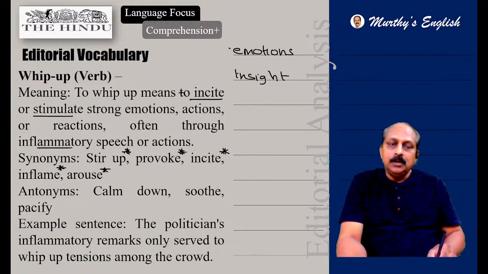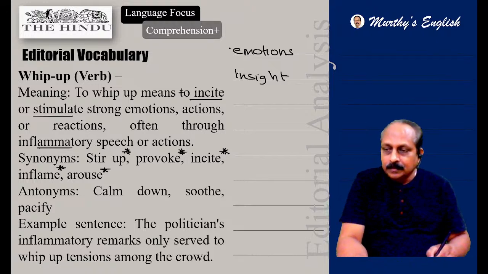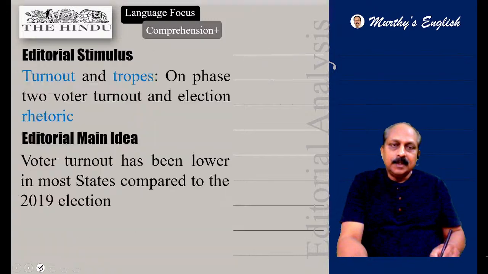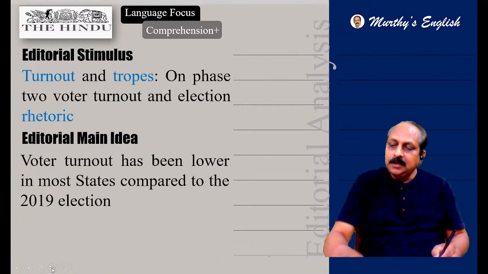Antonyms: calm down, soothe, pacify. Example: the politician's inflammatory remarks only serve to whip up tensions among the crowd. Inflammatory remarks. Usually, what do they do? They try to stir up, incite, or provoke, whip up tensions among the crowd. These are the words. Now, let us see how it starts.